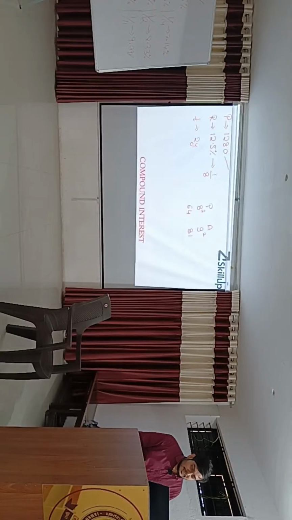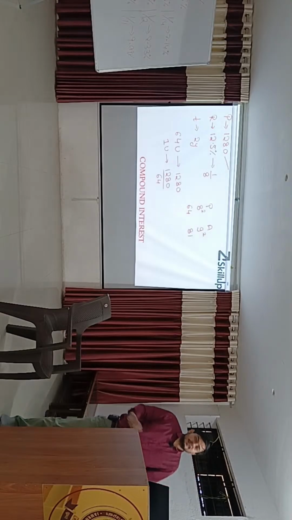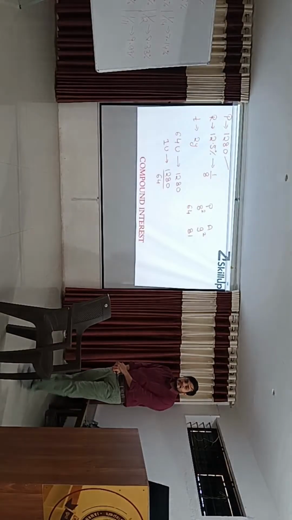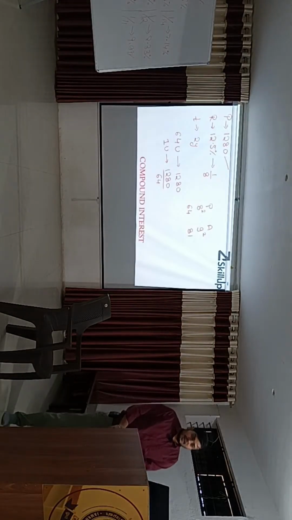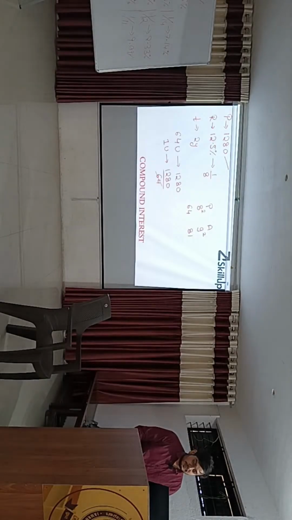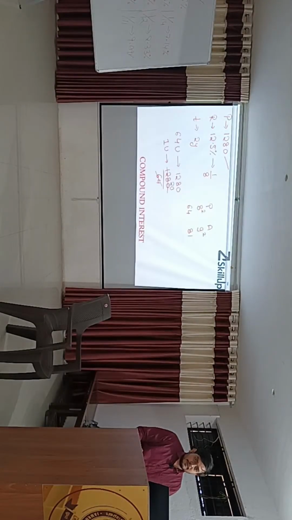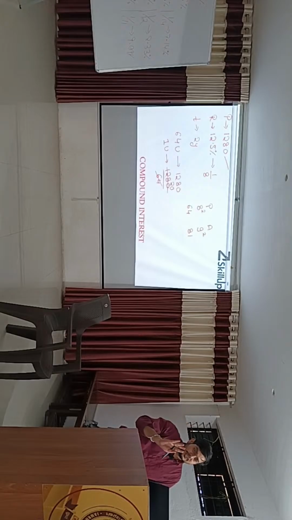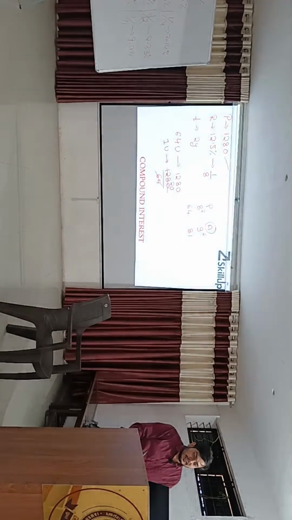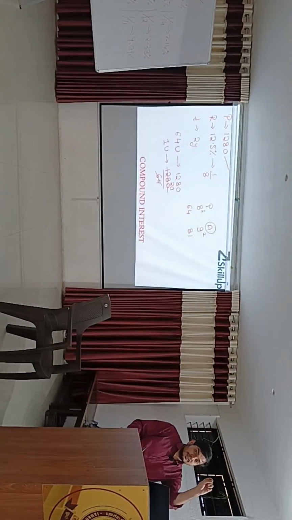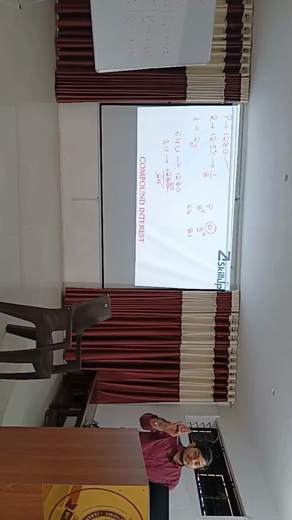Principal amount is given. 64 units equals 1280. 1 unit is 1280 divided by 64, which is 20. 1 unit value is now 20. What do I need? Total amount or compound interest? What is asked in the question? Compound interest or total amount?